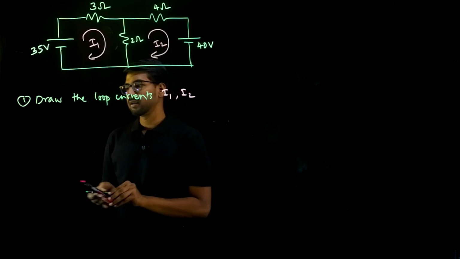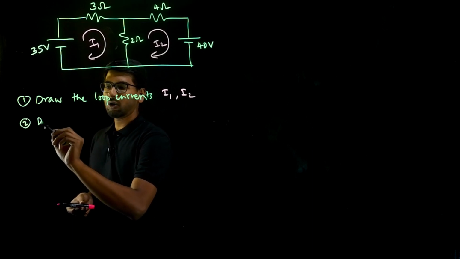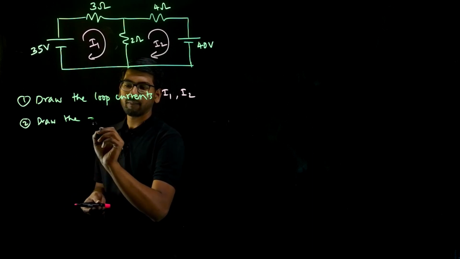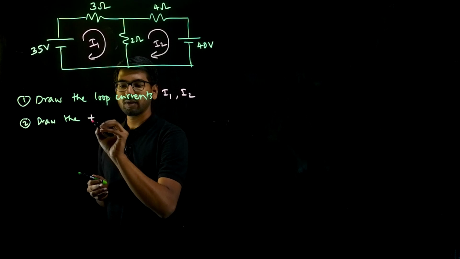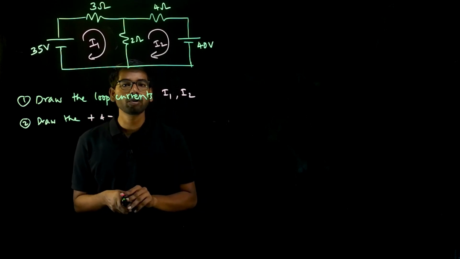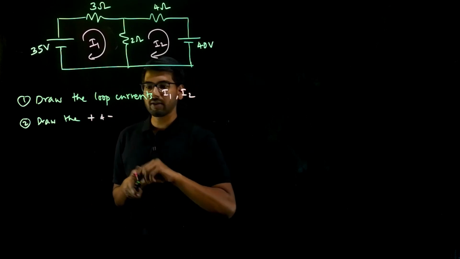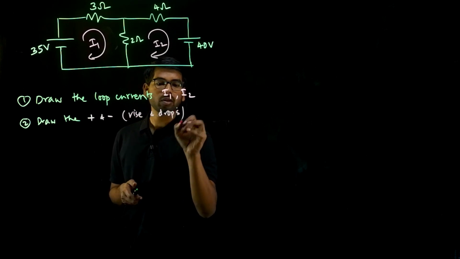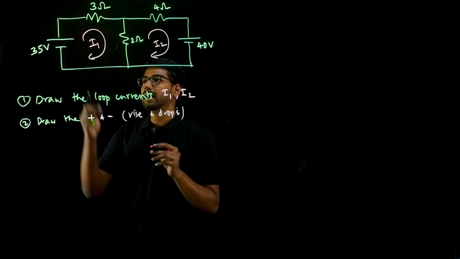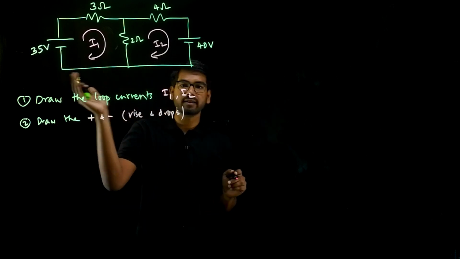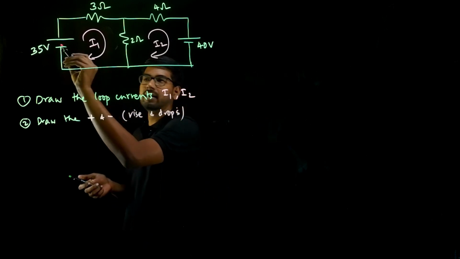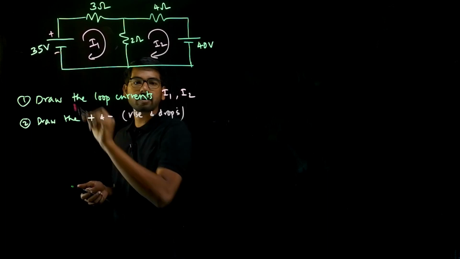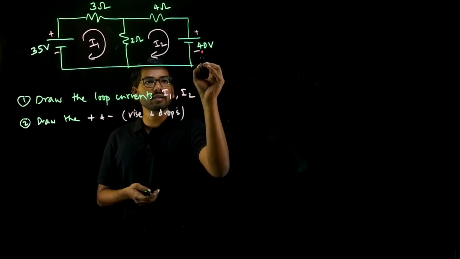So what is the next step? Next step is draw the positive and negative signs. That is voltage rise and voltage drop. I'll write in bracket, rises and drops. In case of batteries, there are 2 batteries in this circuit. The longer side is the positive side and the shorter side is the negative side. Here also the longer side is positive and the shorter side is negative.